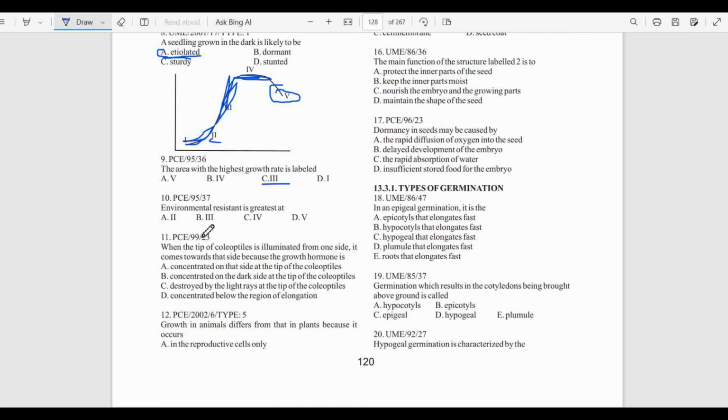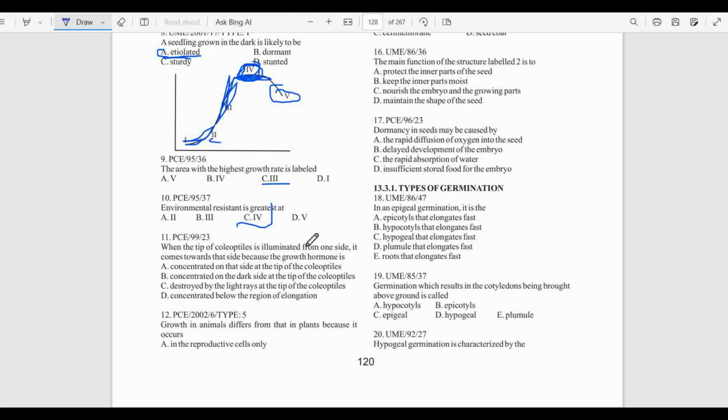Question number 10. Environmental resistance is greatest at what point of this curve? Environmental resistance is at the point with the least growth. And which point gives us that little growth here? That is this point, which is the stationary point. That's where there is no more growth. So that will be Roman figure 4.